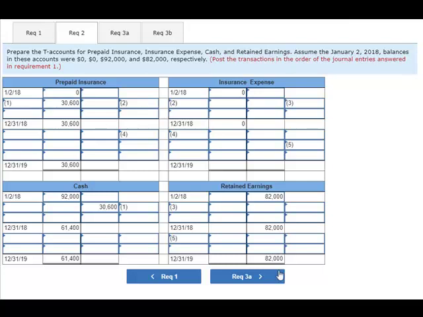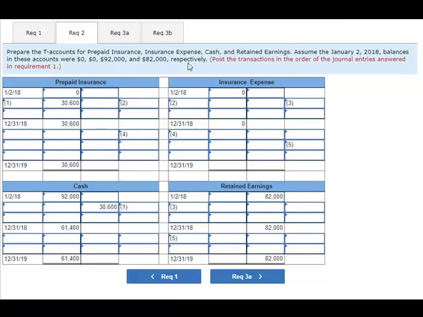So in part 2 of the problem, you're asked to post all the journal entries that you did in part 1 to these accounts in the ledger. And first thing you'll need to do though is enter the beginning balances in each of these accounts. And you're given the beginning balance figures up here.